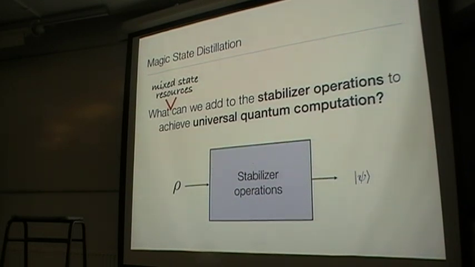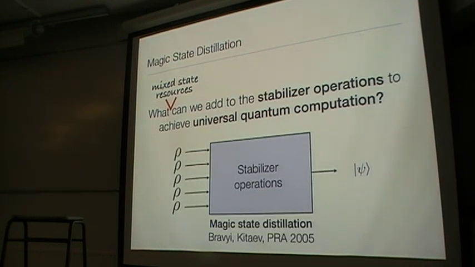So we have our stabilizer operations, which come from our fault-tolerant model, and by adding ancillary states, which are now necessarily mixed states because of all the noise, which of those states can we add to the stabilizer operations to achieve universal quantum computation? And so magic state distillation solves this problem. It's a protocol which, given many copies of a particular family of mixed states, converts them via stabilizer operations alone into a smaller number of copies of nearly pure states which are non-stabilizer states and which you can immediately use as resources for universal quantum computation.